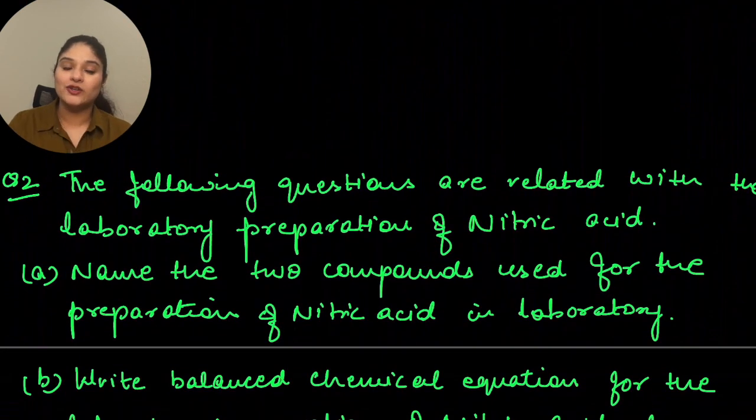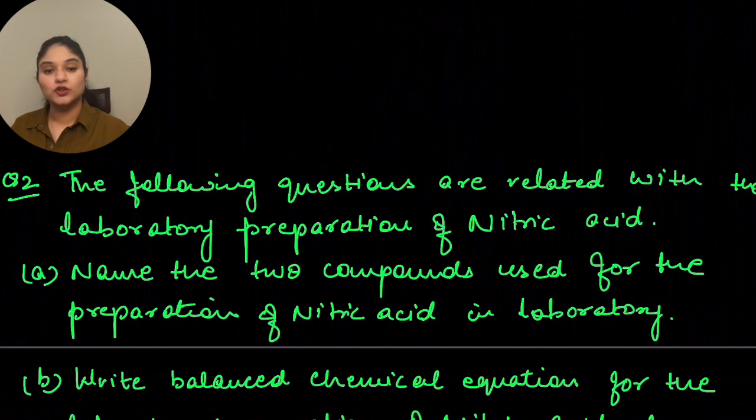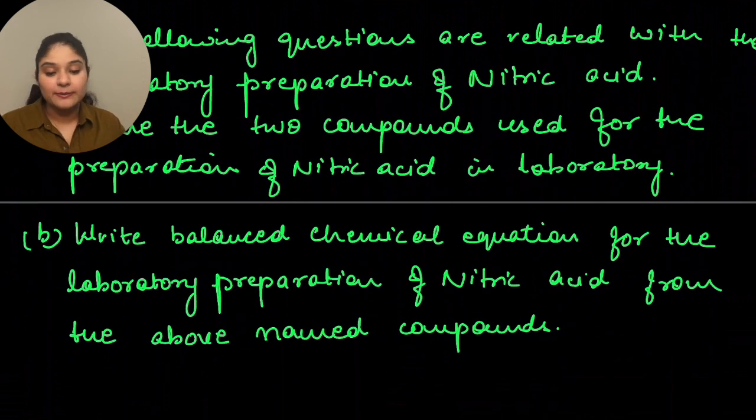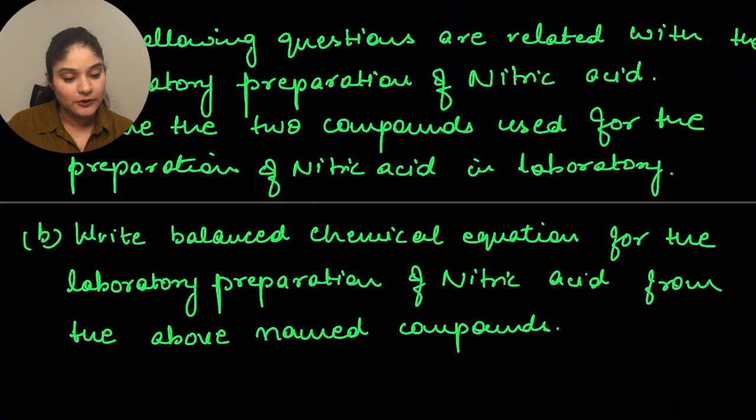The following questions are related with the lab preparation of nitric acid. A. Name the two compounds used for the preparation of nitric acid. So what are the two compounds? Either you can use potassium nitrate or sodium nitrate, and along with that you can use concentrated sulfuric acid for the preparation.